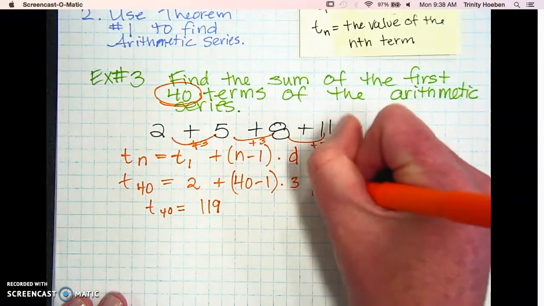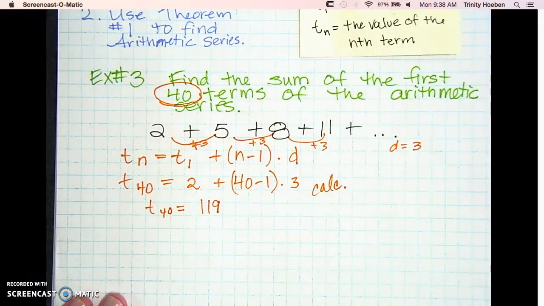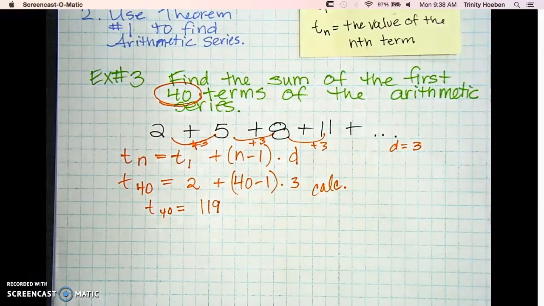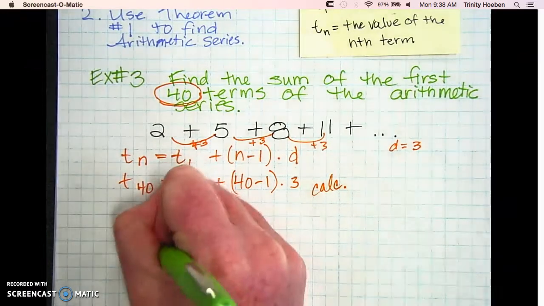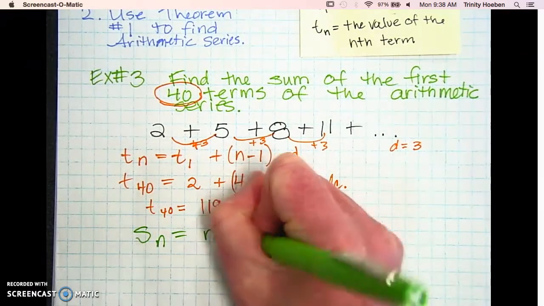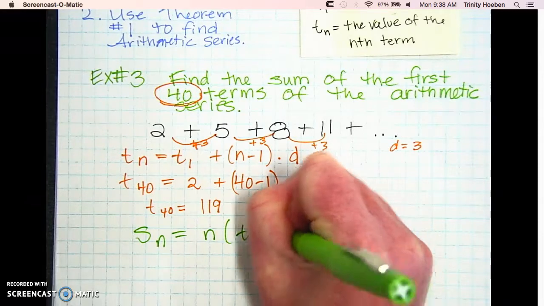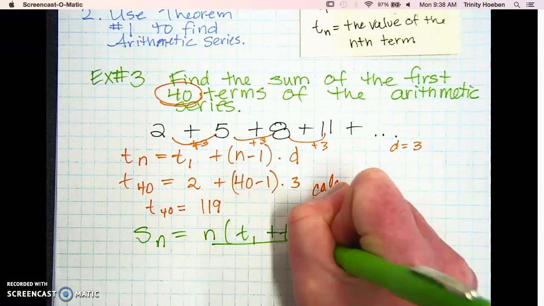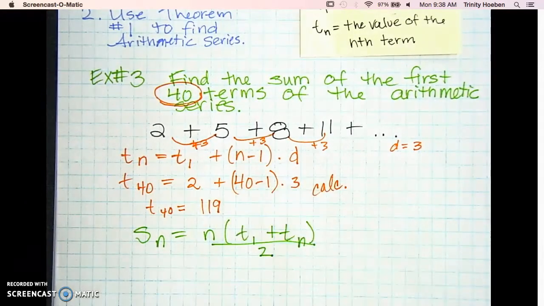Okay? So do that on your calculator. Or if you're really smart, do it in your head. Okay? We need that number. That number is going to go into our Theorem 1 formula. Okay? So the Theorem 1 formula says S sub n equals n times t sub 1 plus t sub n, all divided by 2. Okay?